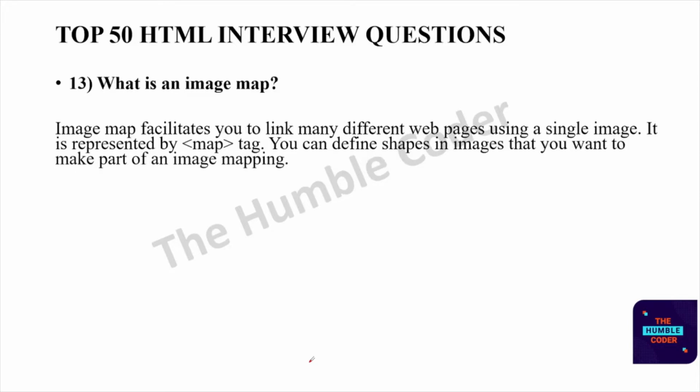What is an image map? An image map facilitates you to link many different web pages using a single image. It is represented by the map tag. You can define shapes and images that you want to make part of an image map. So this is what an image map means.